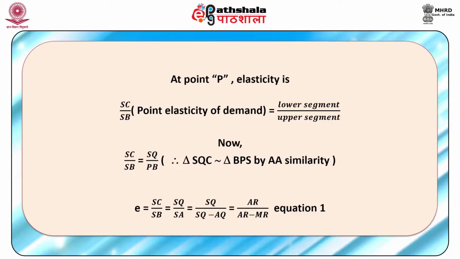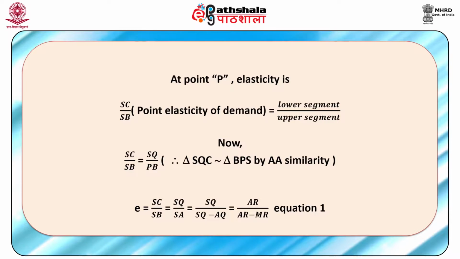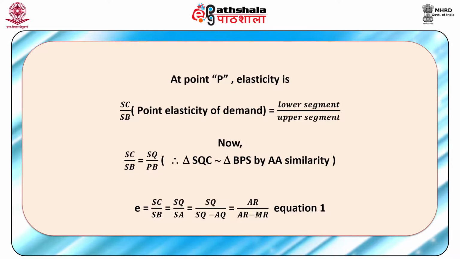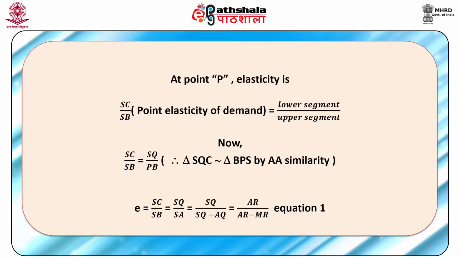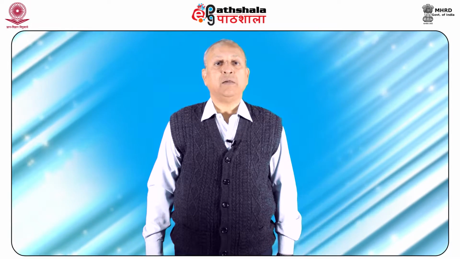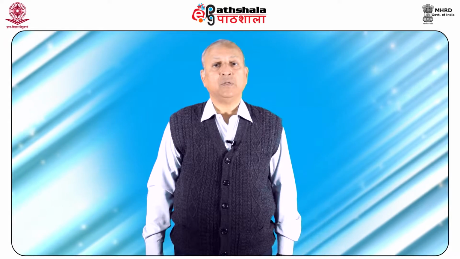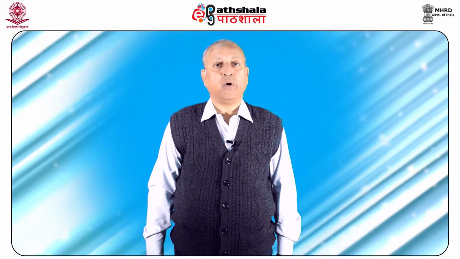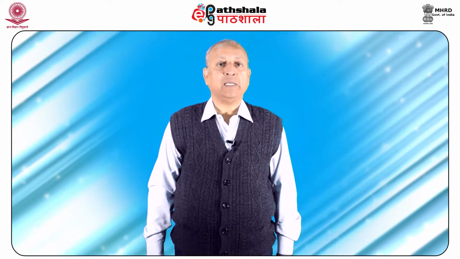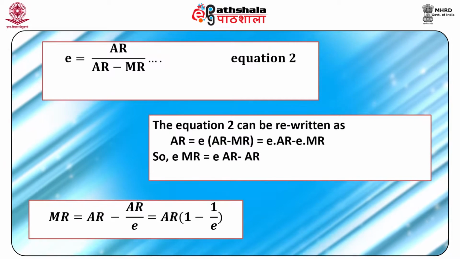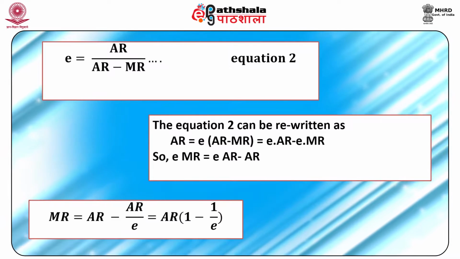SQ stands for average revenue, and if we substitute, we get AR upon AR minus MR. So the equation tells us that elasticity of demand is equal to AR upon AR minus MR. AQ is the marginal revenue and SQ is the average revenue corresponding to point S. Therefore, at OQ level of output, it can be written as E is equal to AR upon AR minus MR. Equation 2 can be rewritten.